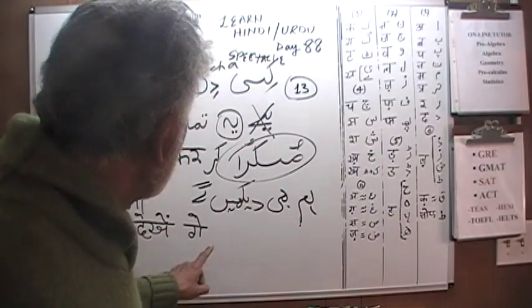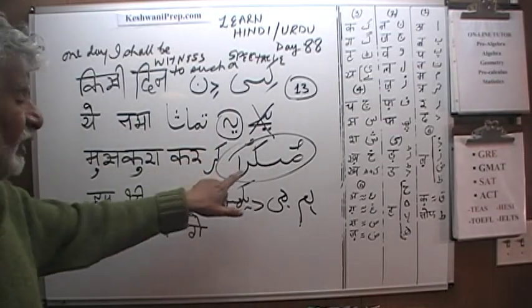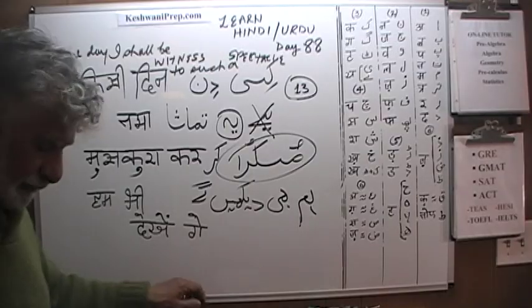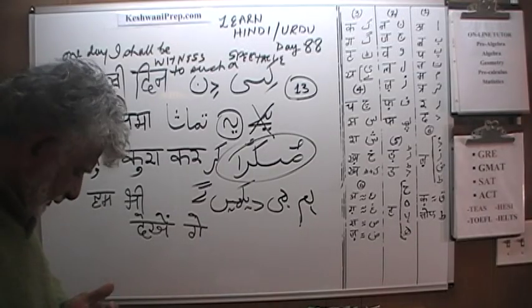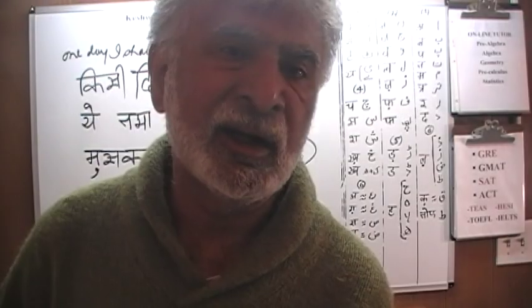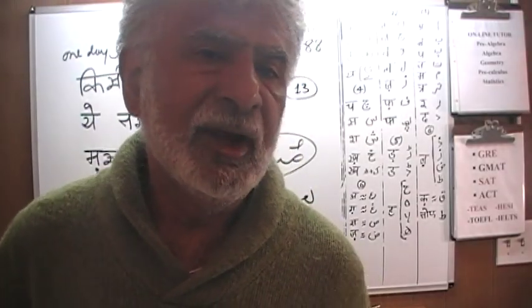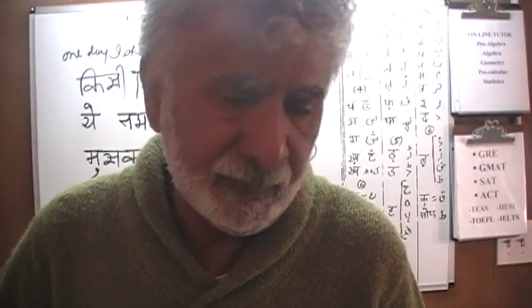Actually, she doesn't say मुस्कुराकर in the beginning. किसी दिन ये तमाशा मुस्कुराकर हम भी देखेंगे. किसी दिन ये तमाशा, this spectacle, मुस्कुराकर हम भी देखेंगे. One day I would love to be part of that spectacle, and when that happens, I will do so with a big smile on my face because she wants to be in love.